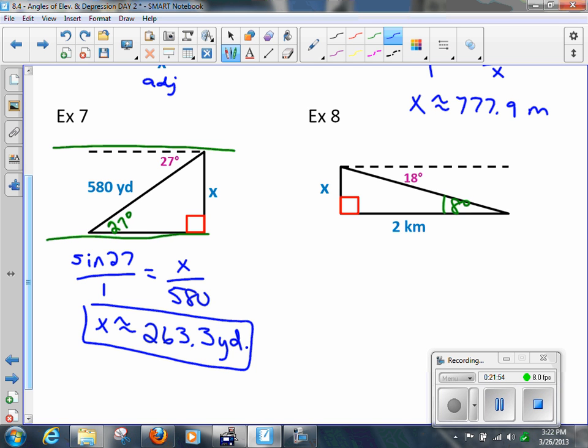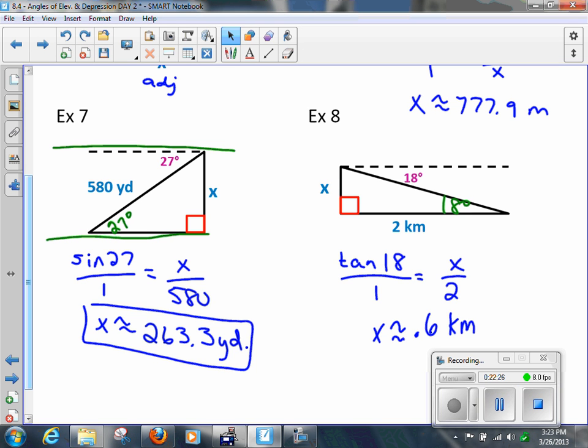How many of you had that? Hands up. Good, good, good. And then the last one. Tangent of 18 is equal to x over 2. So then how about 0.6? 0.6 kilometers. Now think about why.